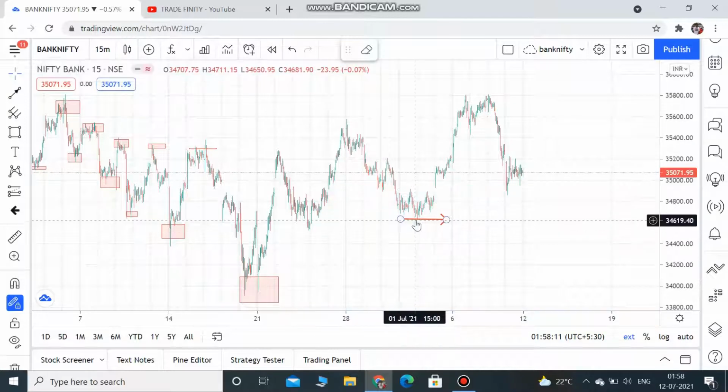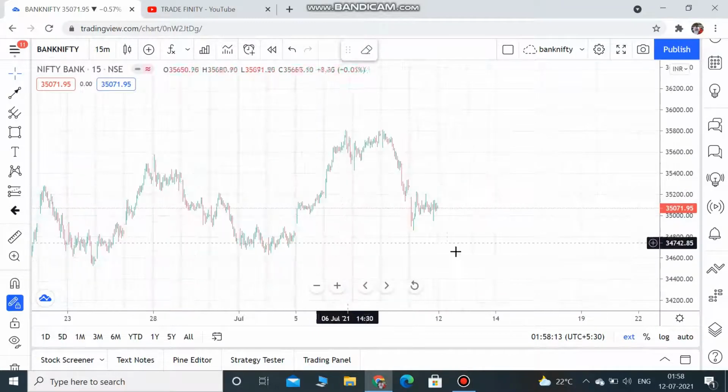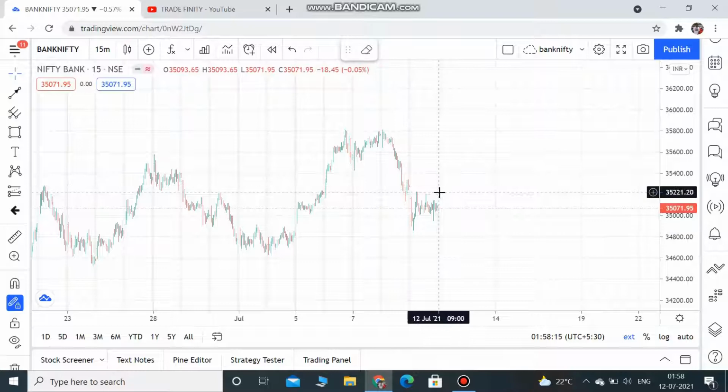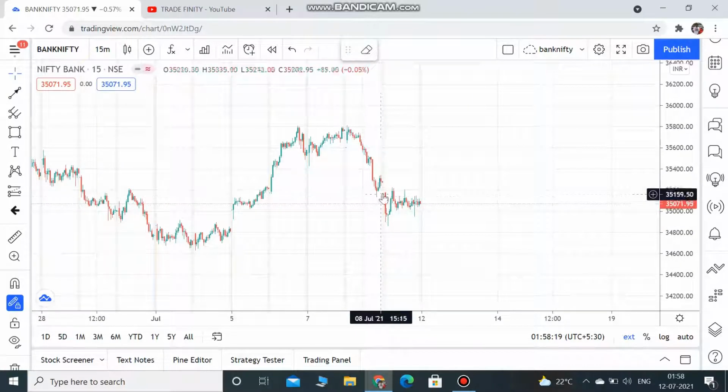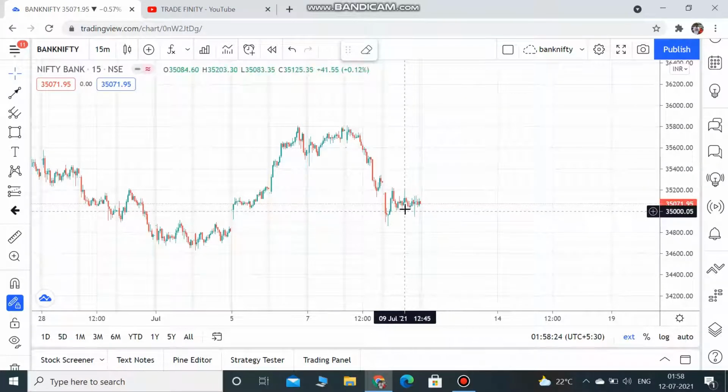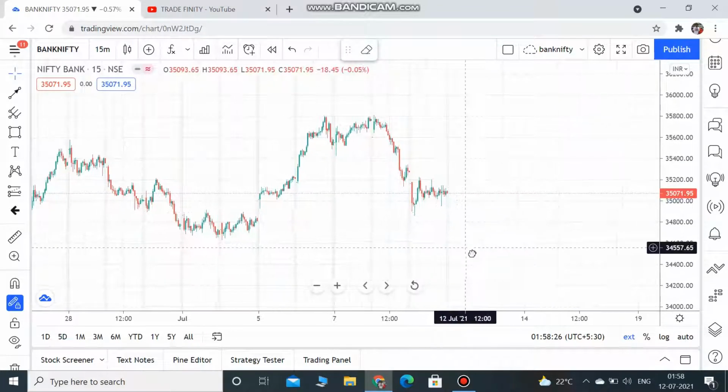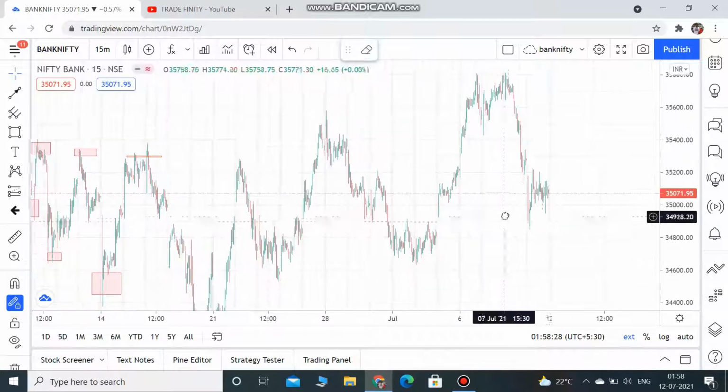So you can see that the market is reacting at this position. Why is it reacting at this position? There was a pretty good fall, but why is it reacting at this particular position? It should have continued falling down, right? Why didn't it fall down?